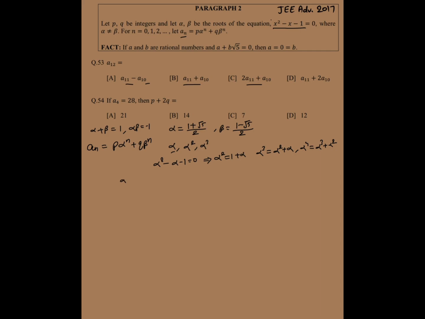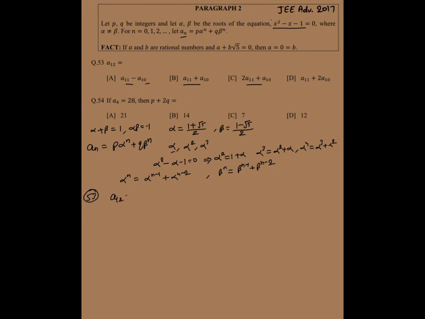And this will continue. Alpha to the power 4 will be alpha cube plus alpha square. And we have found an expression: alpha to the power n equals alpha to the power n minus 1 plus alpha to the power n minus 2. A similar expression can be written for beta. So now we are in a position to solve question 53.